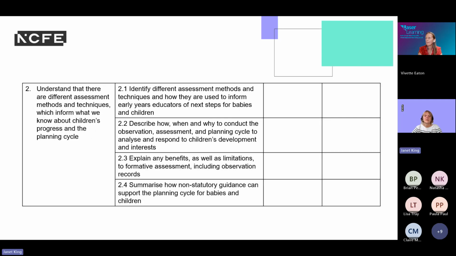Okay, so in learning outcome 2, we're understanding that there are different assessment methods and techniques which inform what we know about children's progress and the planning cycle. 2.1 is always an interesting one for me, so I'm just going to dwell on it for a little moment, because it's to identify different assessment methods and techniques and how they are used to inform early years educators of next steps for babies and children.